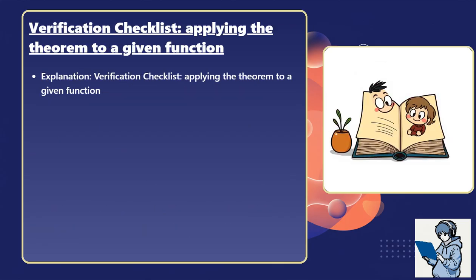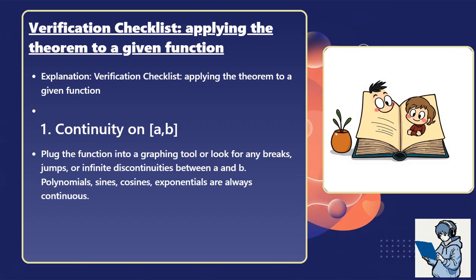Explanation: verification checklist for applying the theorem to a given function. Step 1. Continuity on a to b. Plug the function into a graphing tool or look for any breaks, jumps, or infinite discontinuities between a and b. Polynomials, sines, cosines, and exponentials are always continuous.